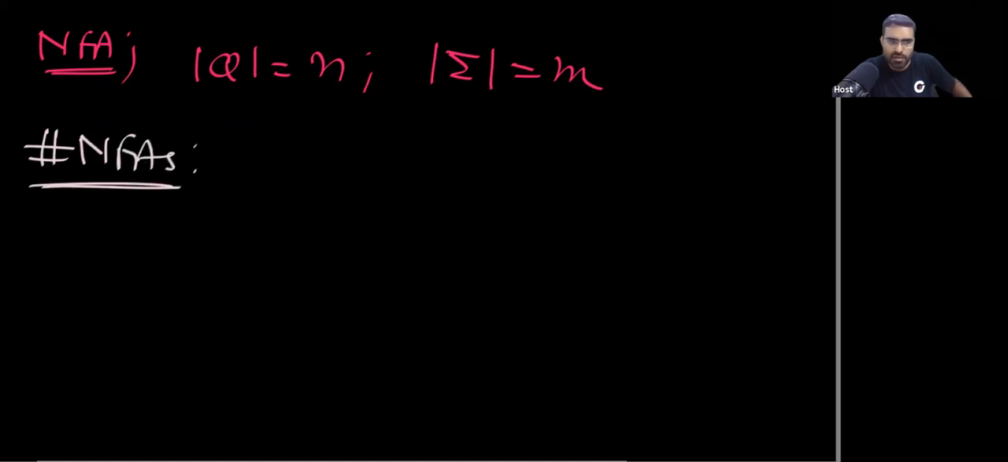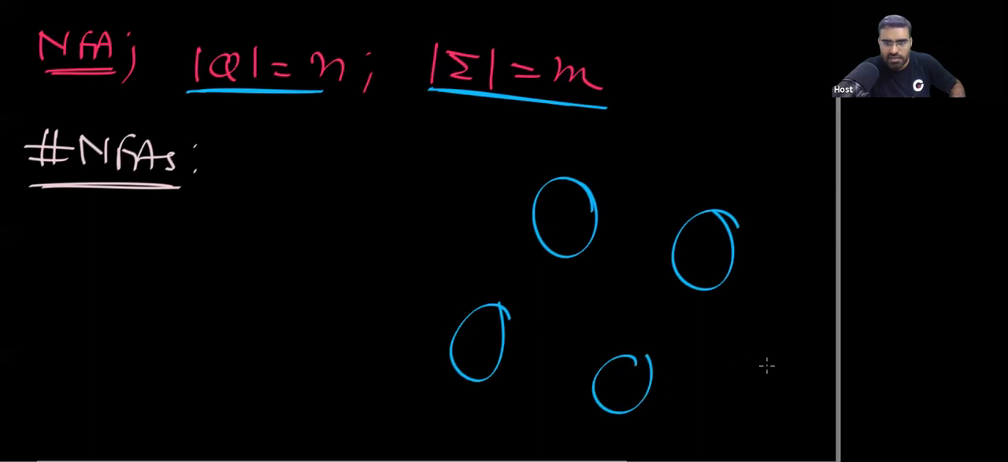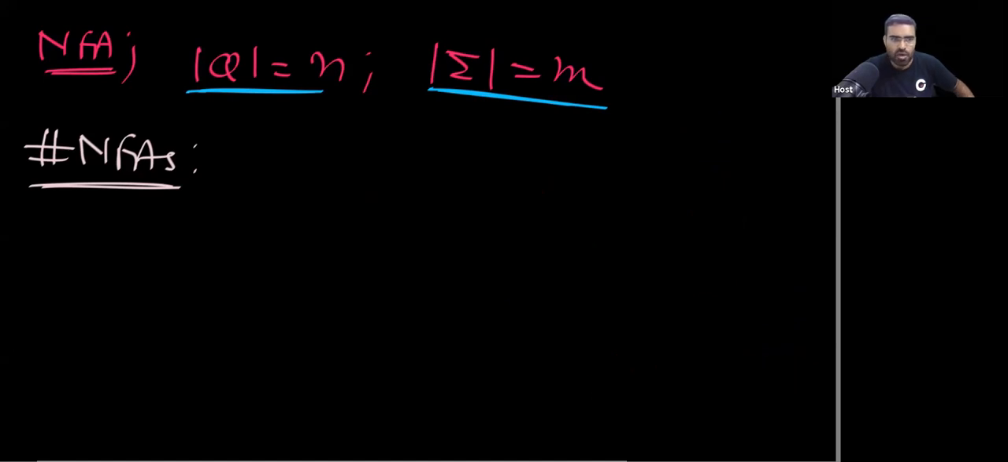Again, by default, states are unlabeled. So you don't have to worry about the initial state, because states are unlabeled by default. You can choose any of them as the initial state. You can start from anywhere and then create your NFA. Is this clear? So how many NFAs will there be?